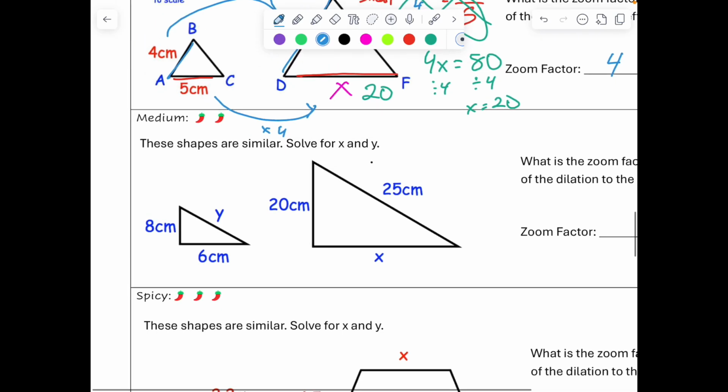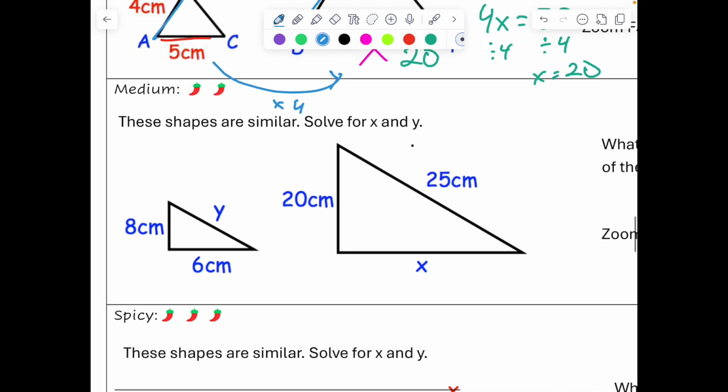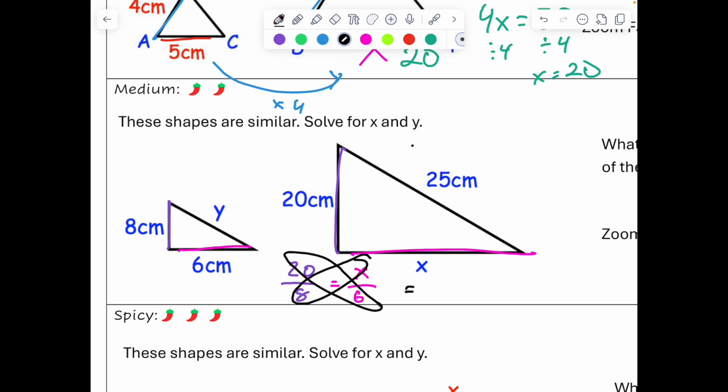All right, we have more similar shapes again. We're going to set up our ratio of sides. Let's do the 8 and 20 because they are the same side on the triangle. And let's solve for x first. So that's going to be the bigger side, x over 6. We're going to cross multiply.